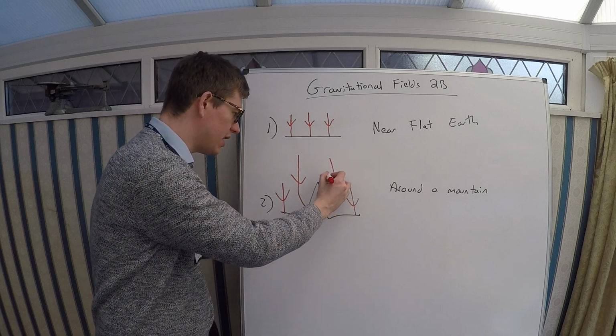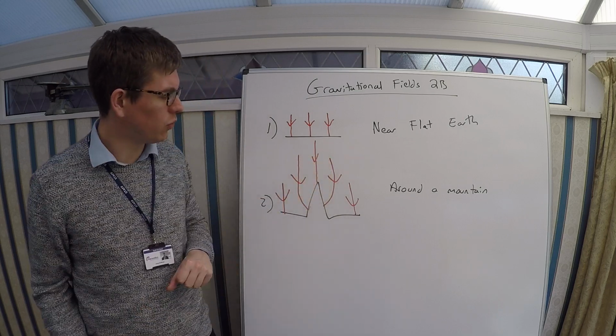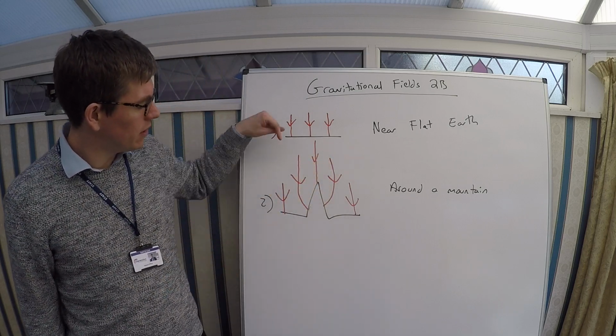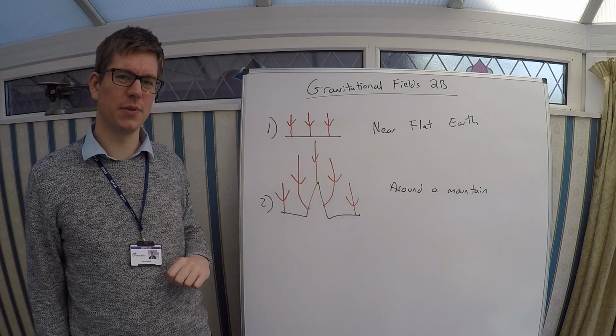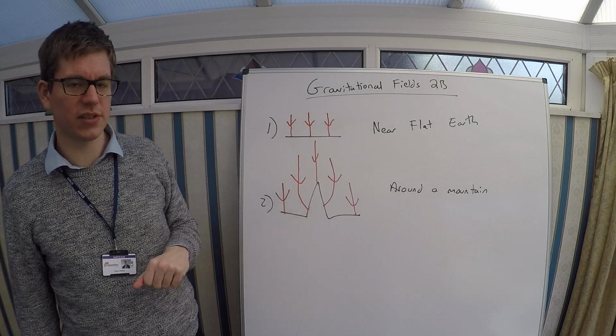Exactly the same on the other side. And then if we imagine the field line here, that's actually just going to go straight down towards the top of the mountain. So we just get pulled a little bit towards the mountain. If you imagine an asteroid was hurtling down, it would bend ever so slightly towards the mountain.